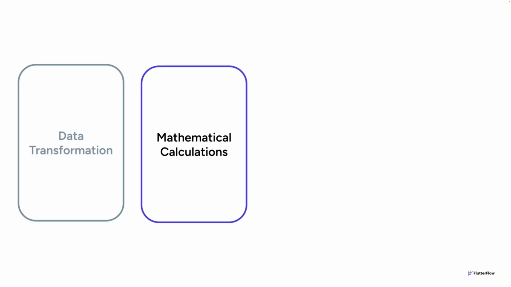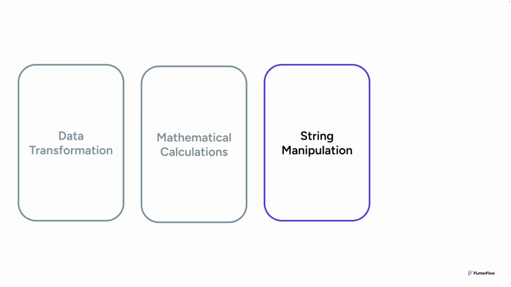Next is mathematical calculations. Imagine calculating the total cost of an order, including taxes, discounts, and shipping fees. With custom functions, you can handle these complex calculations directly within your app, ensuring accuracy at checkout. Then there is string manipulation. For example, you can customize product descriptions by adding or removing specific keywords based on user search. This allows you to adjust content dynamically, improving search relevance and user experience.